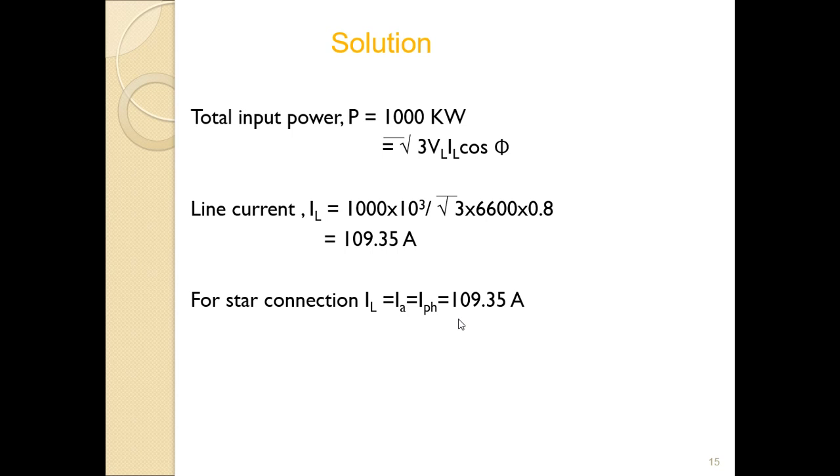Note down this power. From this power we can calculate the line current. IL is equal to P by root 3 VL into cos phi. Line current is equal to phase current. Why? Because it is a star connection. So that is 109.35 amps.